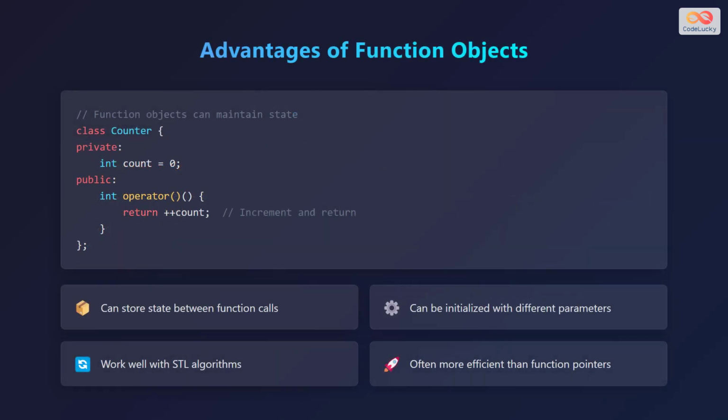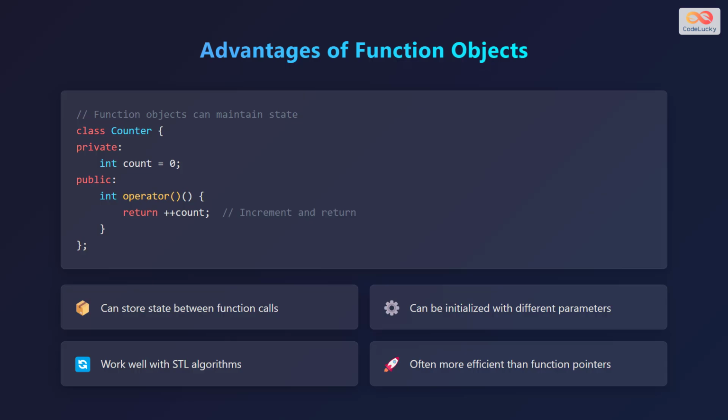Let's discuss the advantages of using function objects. One significant advantage is that function objects can maintain state. Consider the counter class, which keeps track of how many times it has been called. Each time the operator parenthesis is invoked, the count increments and the updated count is returned.